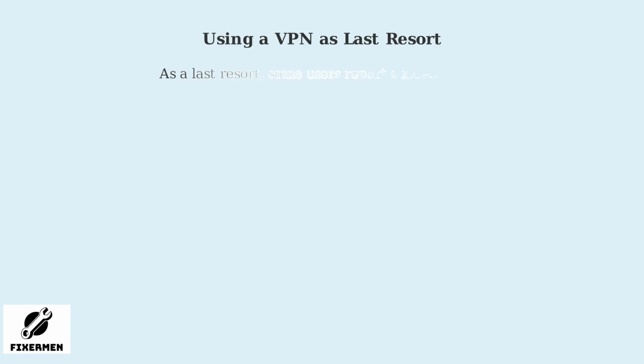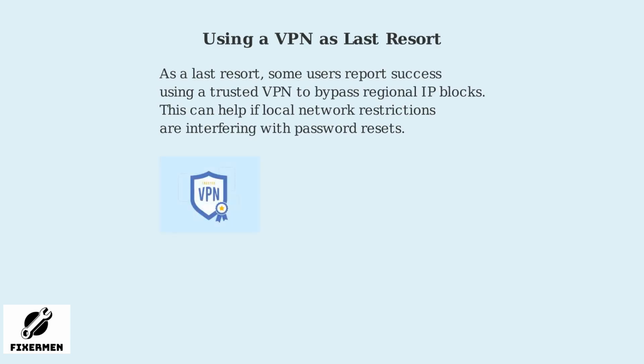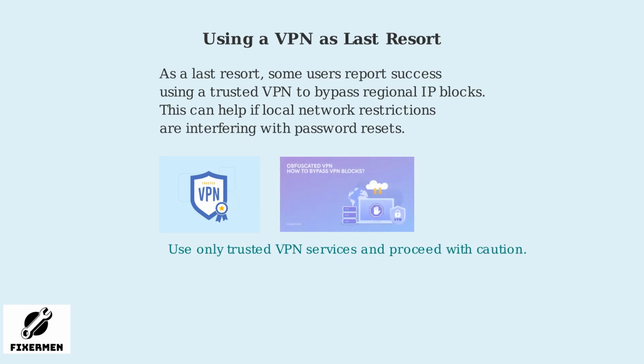As a last resort option, some AT&T users have found success using a virtual private network, or VPN, to bypass regional IP blocks that might be causing password reset issues. This technique can work if your local network or ISP is experiencing connectivity problems with AT&T's servers. However, this should only be attempted with a reputable VPN service that you trust, as using untrustworthy VPNs can introduce security risks. Always verify the VPN's legitimacy and ensure it has strong encryption.